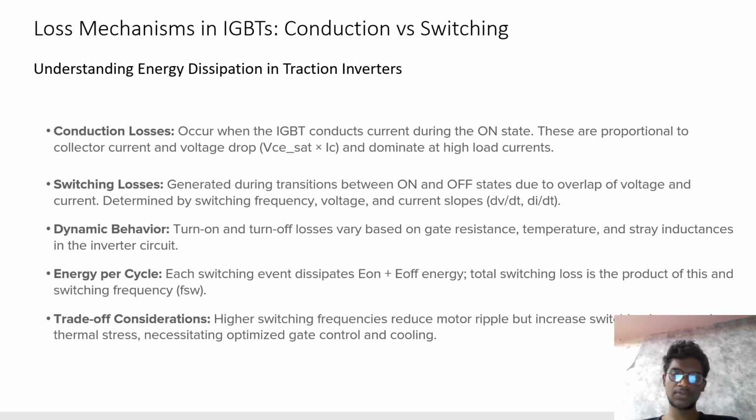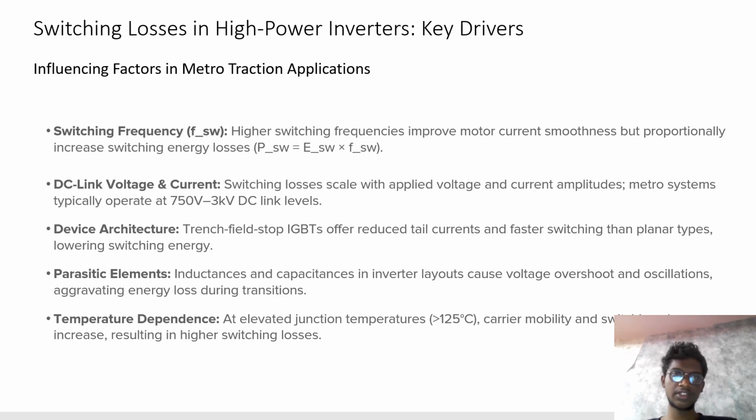Trade-off consideration: high switching frequency reduces motor ripple but increases switching losses and thermal stress, necessitating optimization of gate control and cooling. Switching losses in high power inverters: key drivers, influencing factors in metro traction systems. Switching frequency: high switching frequency improves motor current smoothness but proportionally increases switching energy losses. DC link voltage and current: switching losses scale with applied voltage and current amplitude.